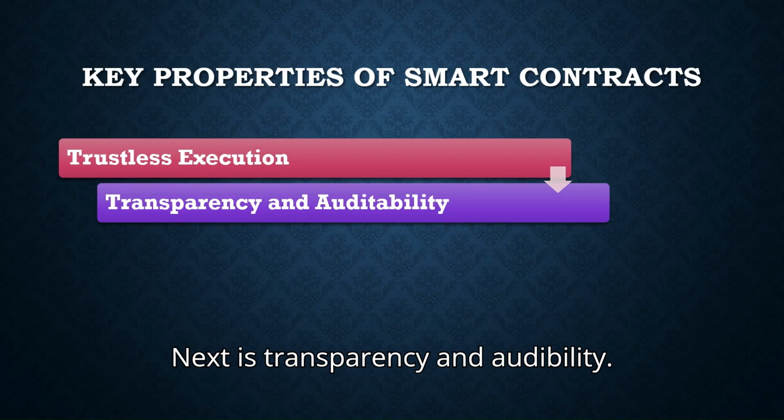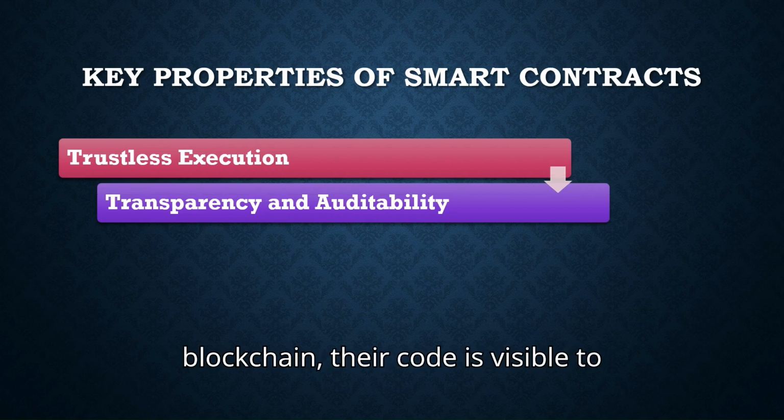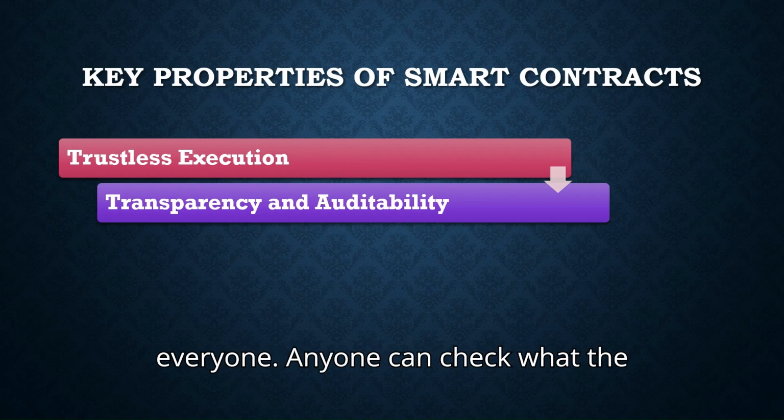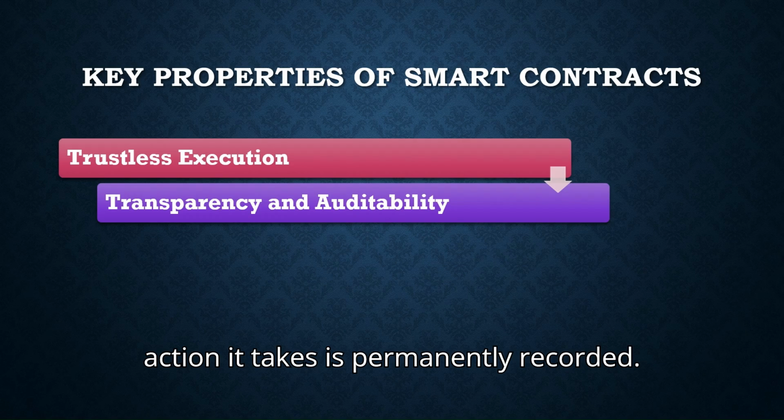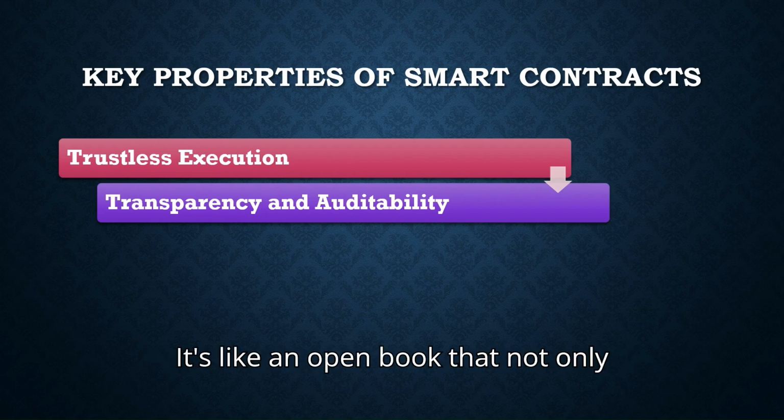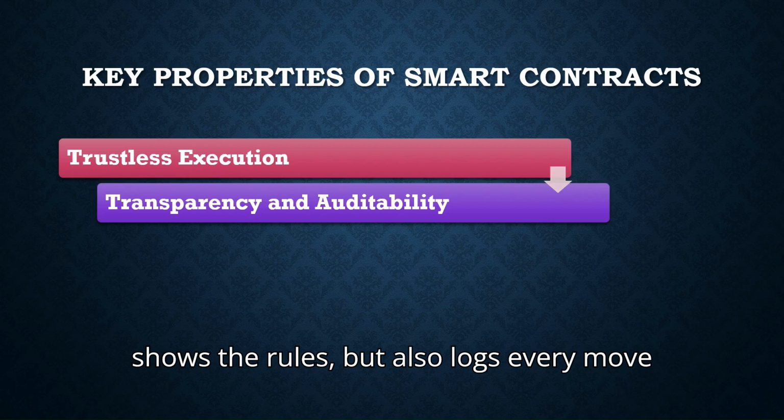Next is transparency and auditability. Because smart contracts live on a blockchain, their code is visible to everyone. Anyone can check what the contract is programmed to do, and every action it takes is permanently recorded. It's like an open book that not only shows the rules, but also logs every move that's made.